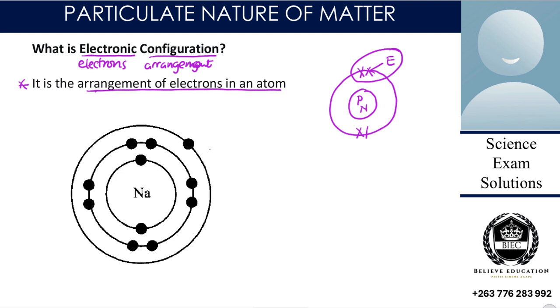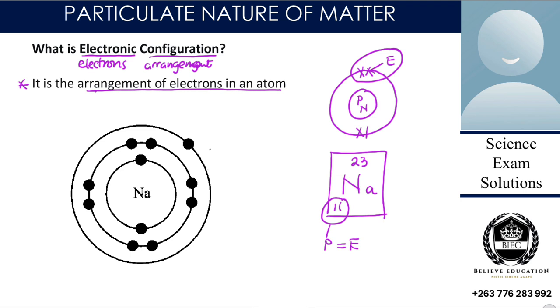So for example, take our sodium. If you look at the periodic table, you have something like this: you have 23 and you have 11. We want to take this 11 because this is the number of protons, which is equal to the number of electrons.